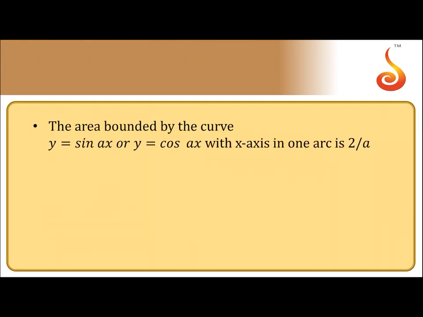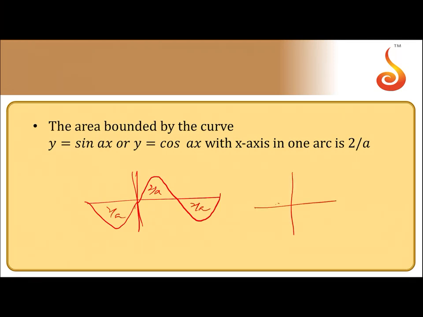Coming to the next one, the area bounded by one of the curves, either y equals sin ax or y equals cos ax, with the x-axis in one arc. So if you take the sin x curve, it looks like this. Each arc area is equal to 2 by a. This is 2 by a, magnitude I am writing.